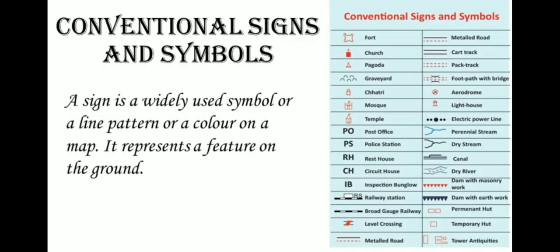Conventional signs and symbols. A sign is a widely used symbol or a line pattern or a color on a map. It represents a feature on the ground. The Survey of India, that is SOI, has standardized a set of conventional signs and symbols. Several colors are commonly used in the map.